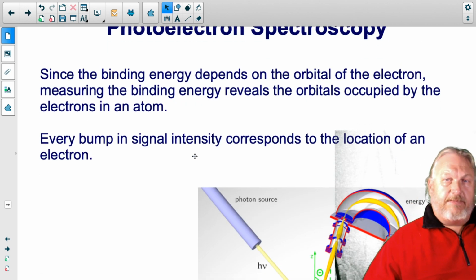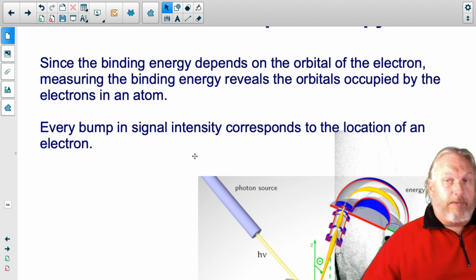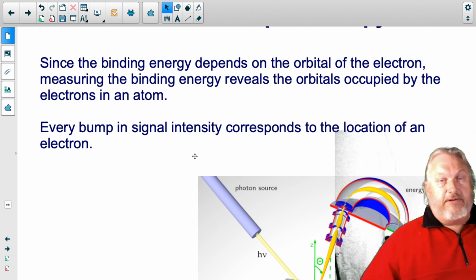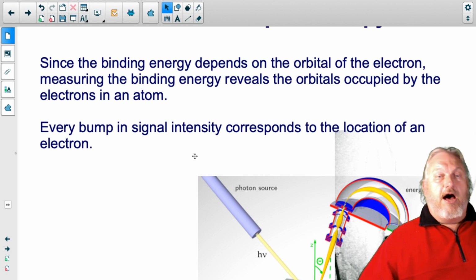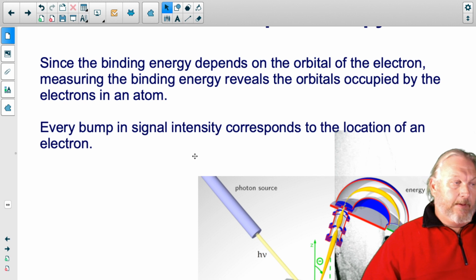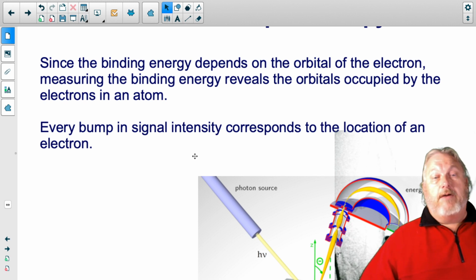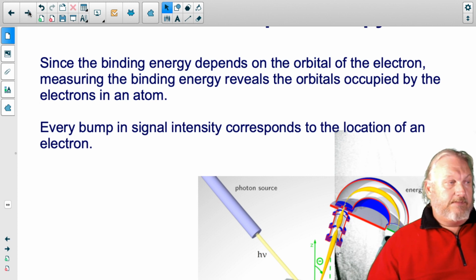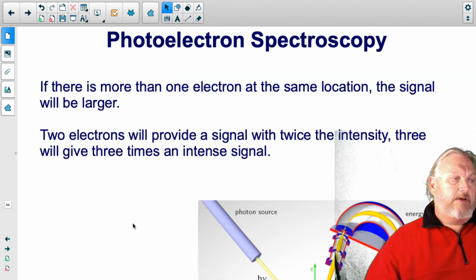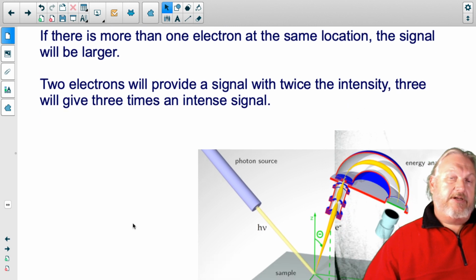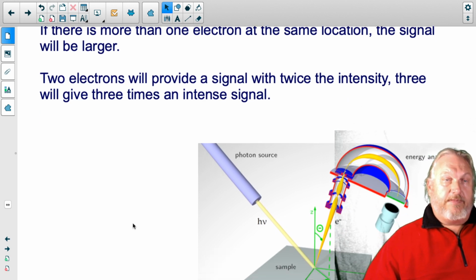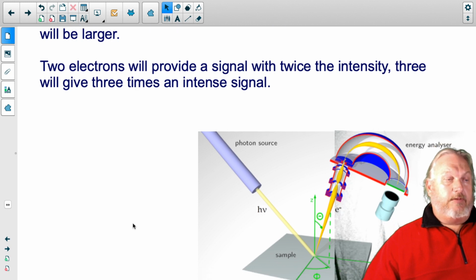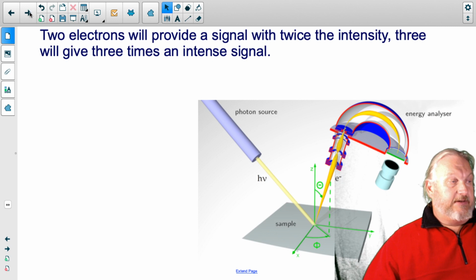Since the binding energy depends on the orbital of the electron, how close it is to the nucleus, measuring the binding energy reveals the orbitals occupied by the electrons in an atom. So every bump in signal intensity corresponds to the location of electrons. If there's more than one electron at the same location, the signal will be larger. Two electrons will provide a signal with twice the intensity. Three will give three times the intensity.